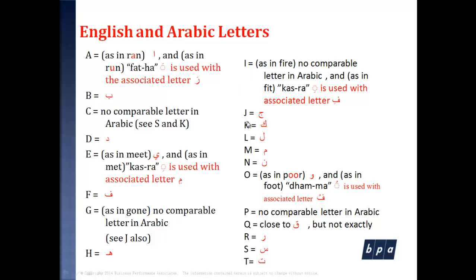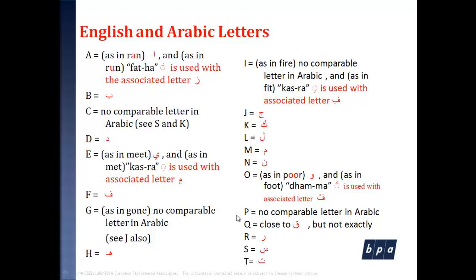The letter J has the letter jim in Arabic. The letter K has the kaf. The letter L has the lam. The letter M has the mim. The letter N has the noon. The letter O here as a vowel would be the letter waw in Arabic as oo.